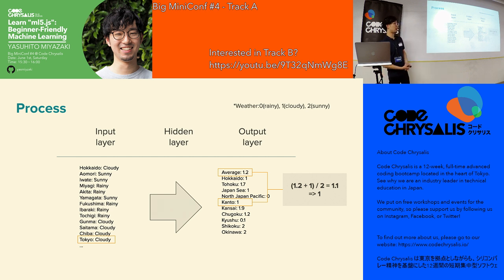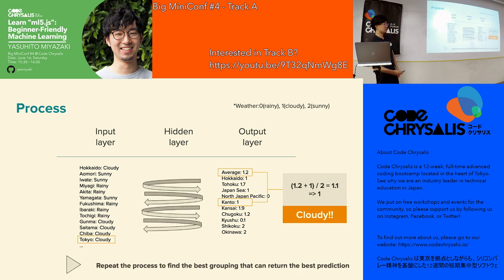So let's say in Japan, on average, the weather was 1.2, a little bit cloudy. And then Kanto was cloudy. So now what it does is 1.2 plus 1, divided by 2 to make the average, which is 1.1. So now it becomes 1. And because it's 1, it can predict that it's cloudy. So this is what's happening behind the functions in ML5.